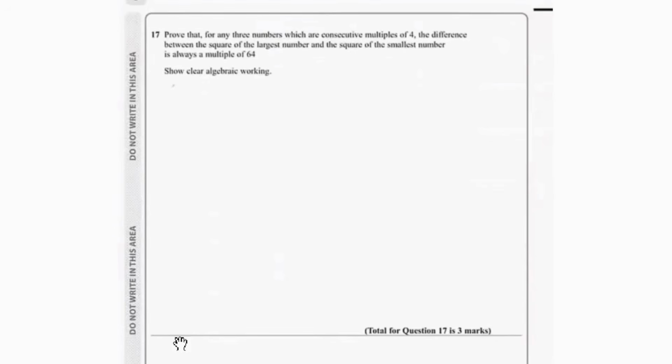Then it says prove that for any 3 numbers which are consecutive multiples of 4, the difference between the square of the largest number and the square of the smallest number is always a multiple of 64. Show clear algebraic working. So for consecutive multiples of 4, we can begin with 4n, because 4 times something. Then it would be 4n plus 4, because in the 4 times table, each number is added by 4. Then 4n plus 8. So these are 3 consecutive multiples of 4.